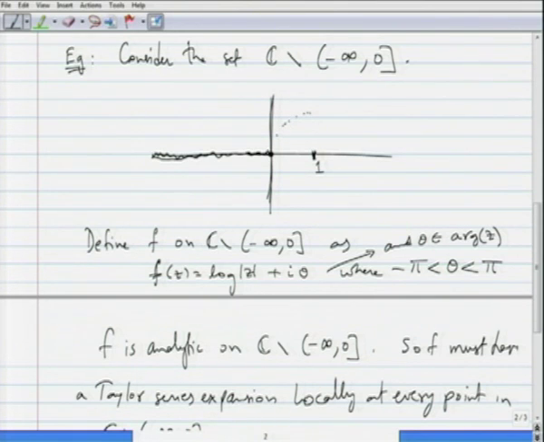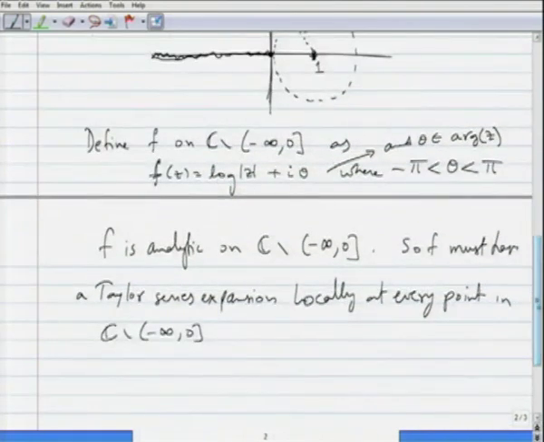Well, how far can that disk stretch really? Well, that disk can actually stretch until we hit a point where the function is no longer analytic. So, we can expect this disk to have radius 1. Okay. So, this disk will have radius 1 and it is centered at 1. Okay. So, it is an open disk, remember.